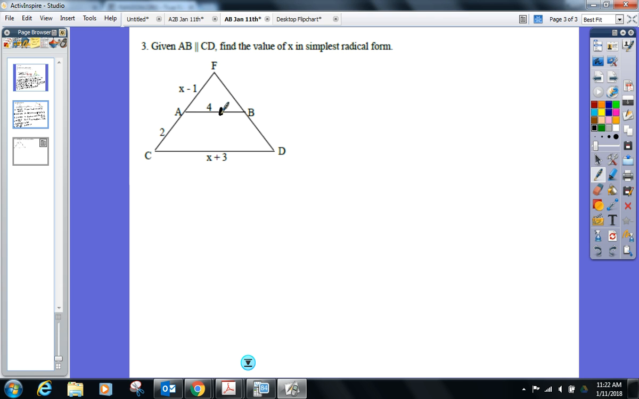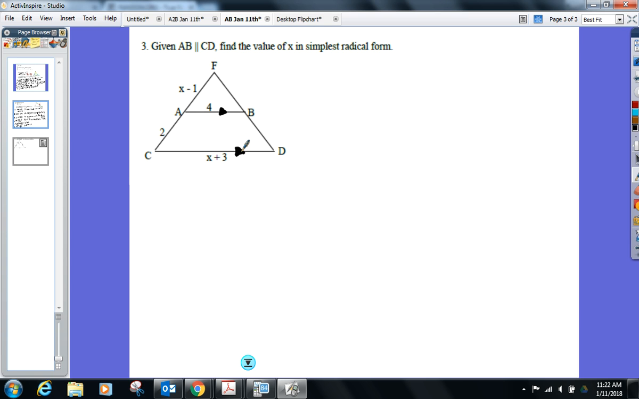AB parallel to CD. Find the value of x in simplest radical form. Time out. Hold on. Before we do anything, I kind of already gave you a hint on where this was going. You said x in simplest radical form. So we're going to end up using what then? Because if you ended up factoring, you don't get a radical. So definitely going to use the quadratic formula here.